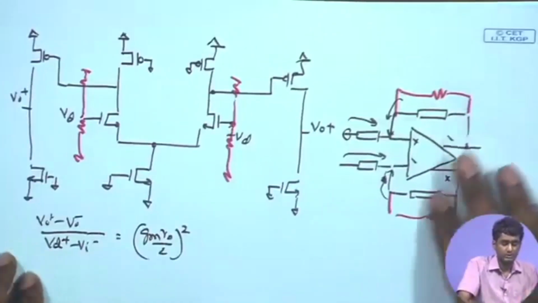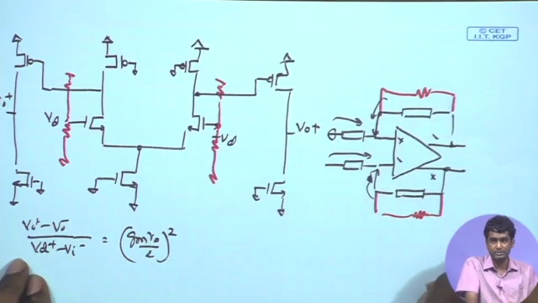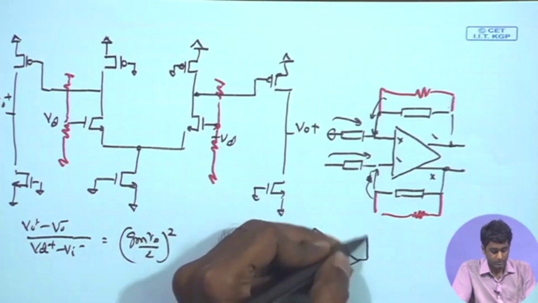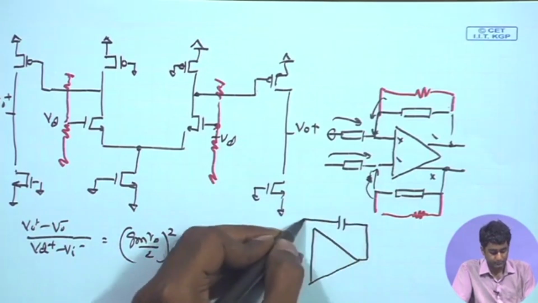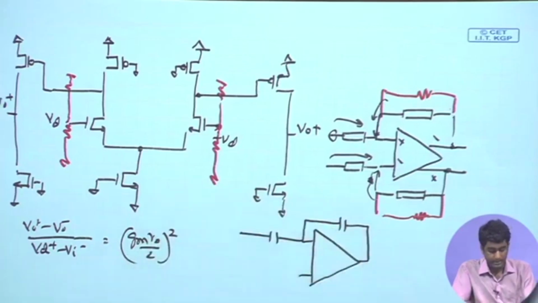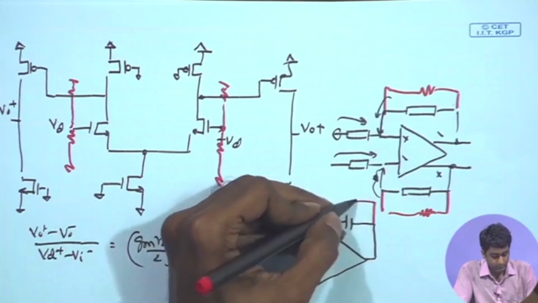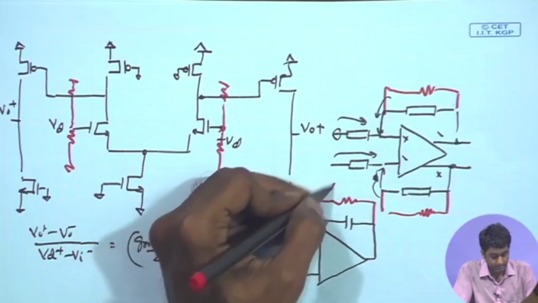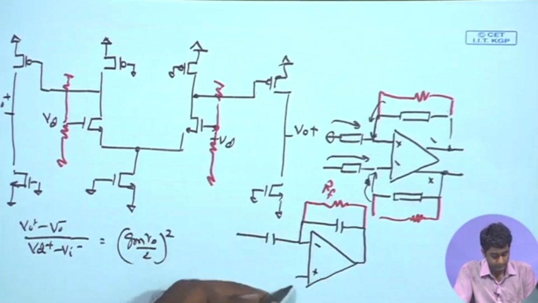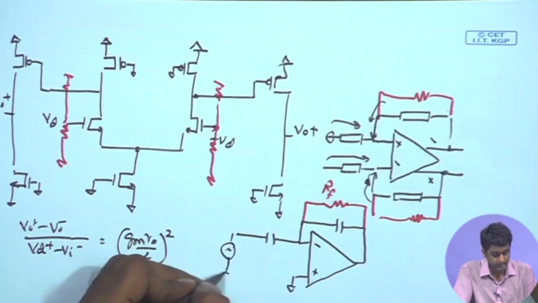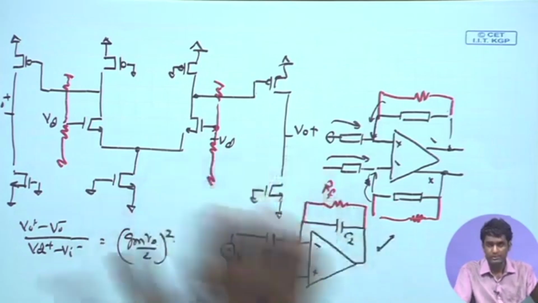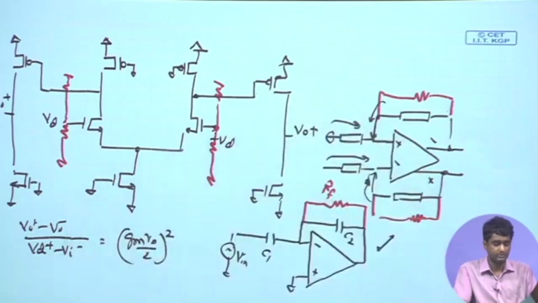For the analysis, I will look at the single ended version, because that is simpler to analyze and visualize as well. So, I will stick to the single ended version, where I have C1 and C2 for the feedback realization, and a feedback resistor RF for the DC bias. You have the input signal Vin applied here. So, I am just going to use the single ended version for the analysis, and the results remain valid for the differential case also.